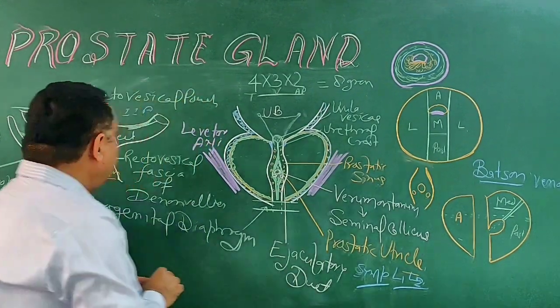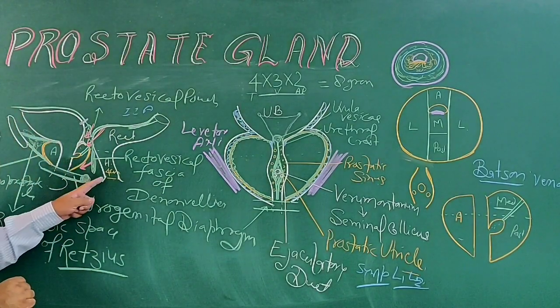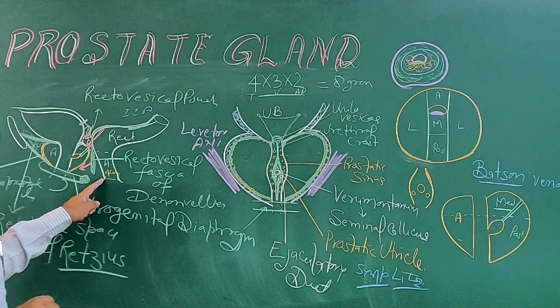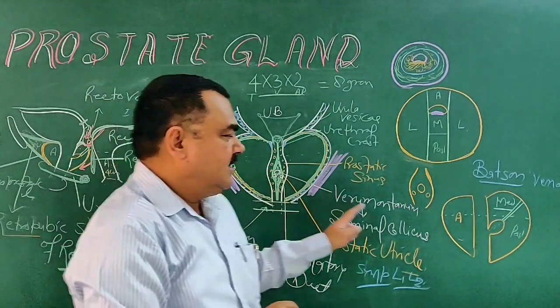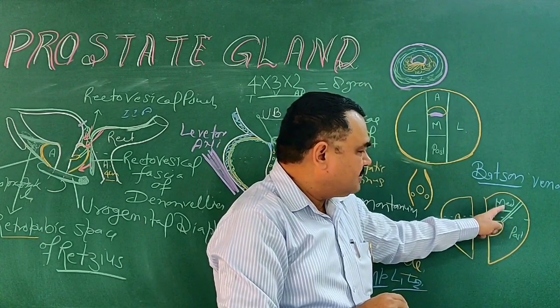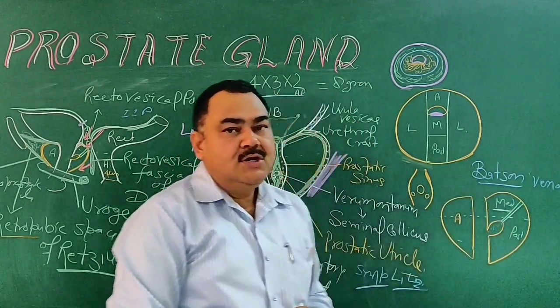In case of benign hypertrophy, this is examined by per rectal examination. Carcinoma of the prostate is more common in the posterior lobe, benign hypertrophy is common in the median lobe. So this is all about the prostate.